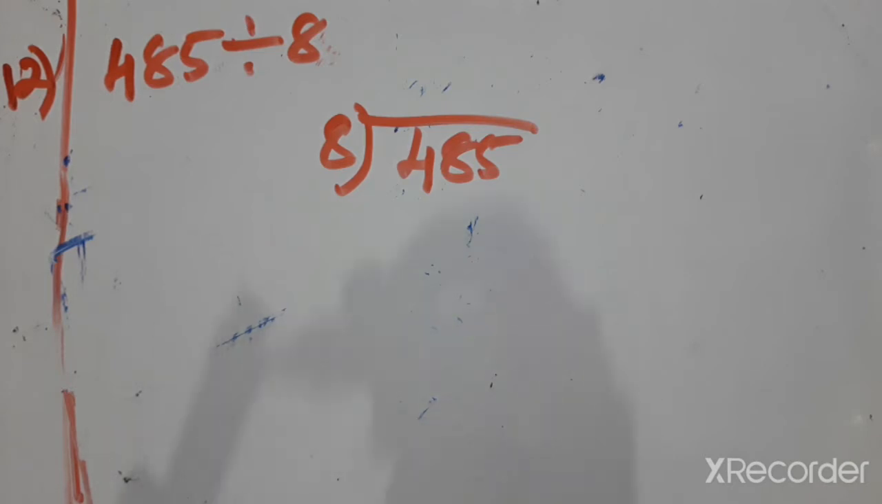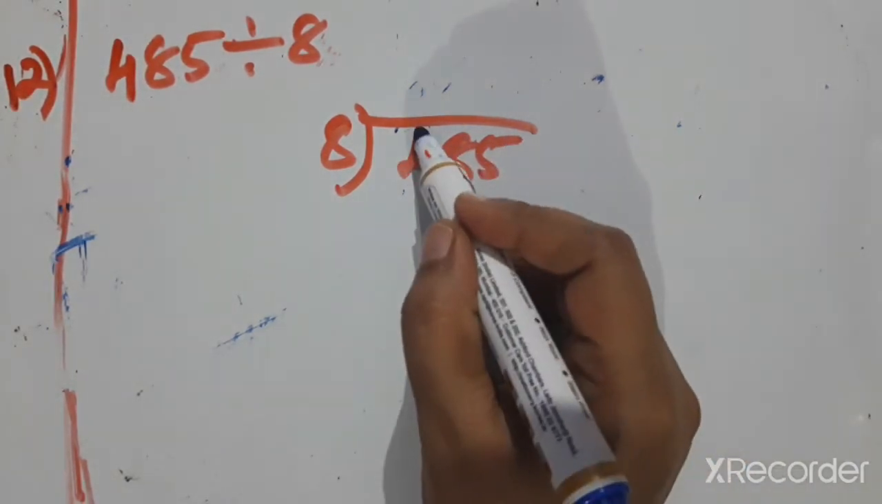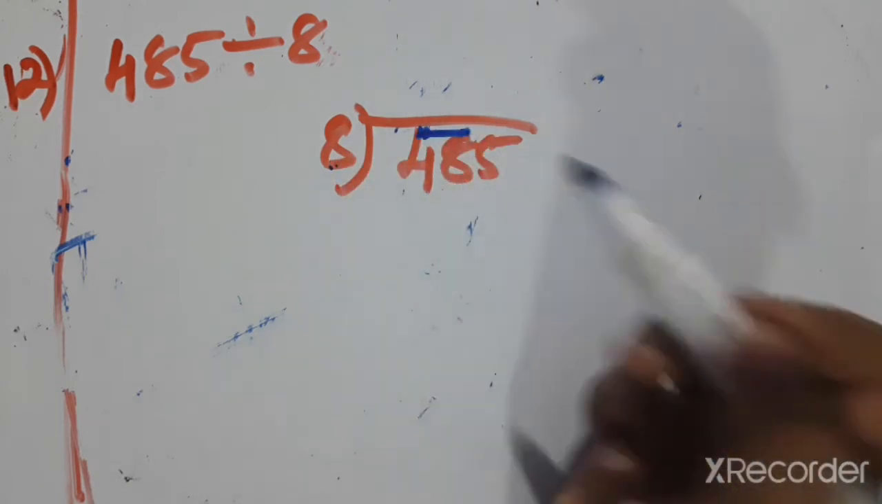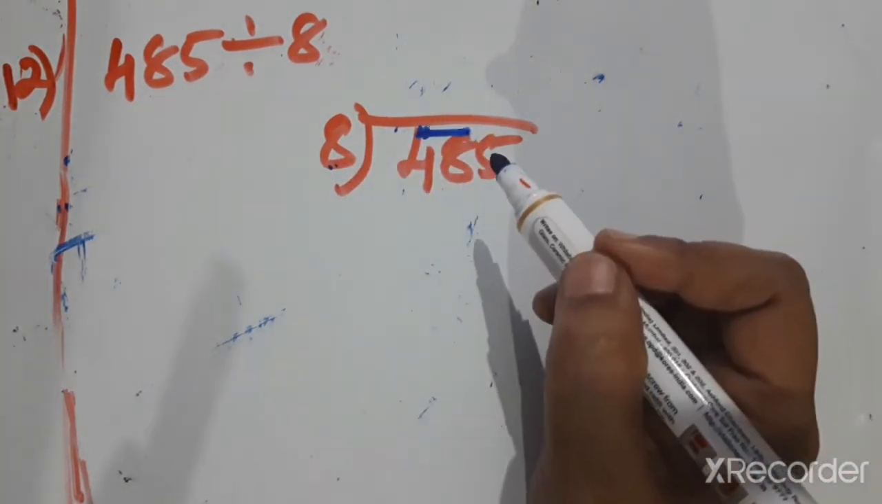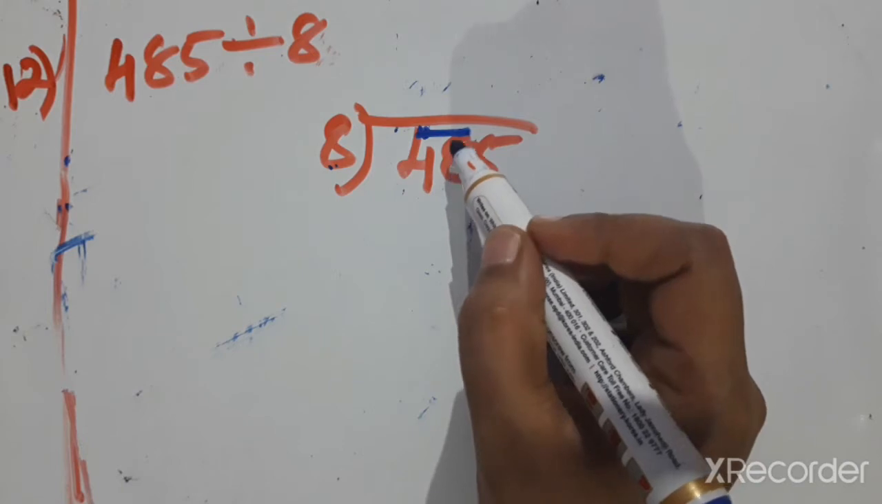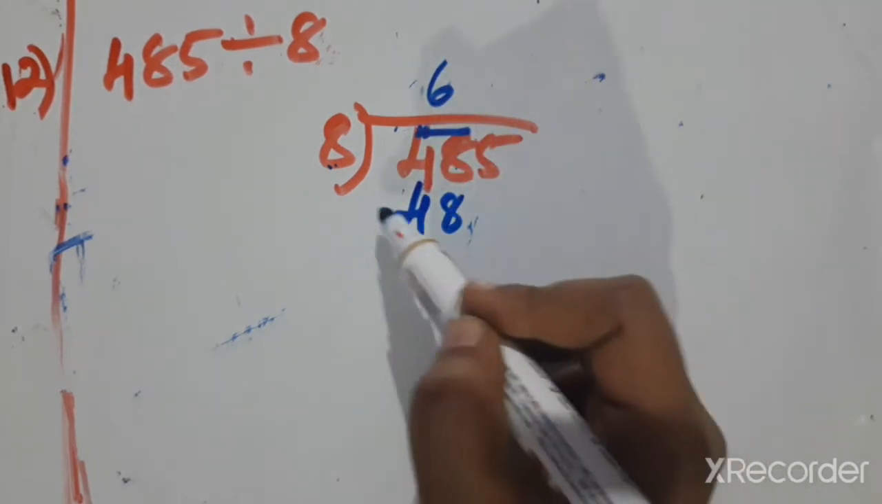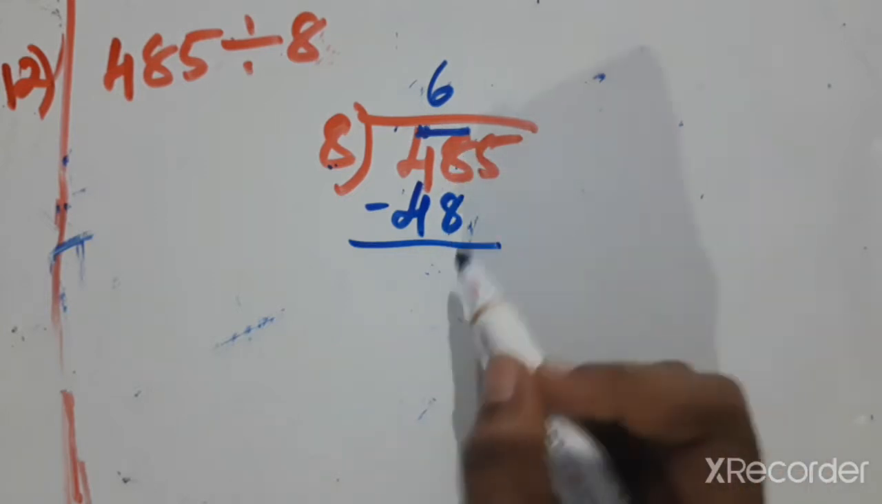Next, the 12th one, 485 divided by 8. Whether we can consider 4? No, because 4 is less than this number. So we have to take 2 numbers, 48. For 8, how much is nearer to 48? 8 fives are 40, 8 sixes are 48. That is the nearer one. Minus means 48 minus 48 is 0.